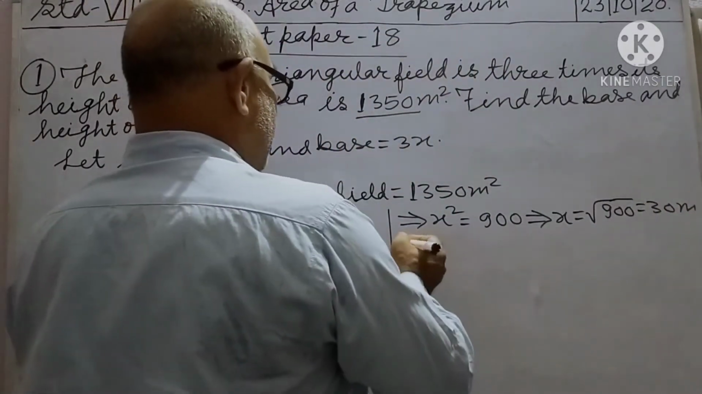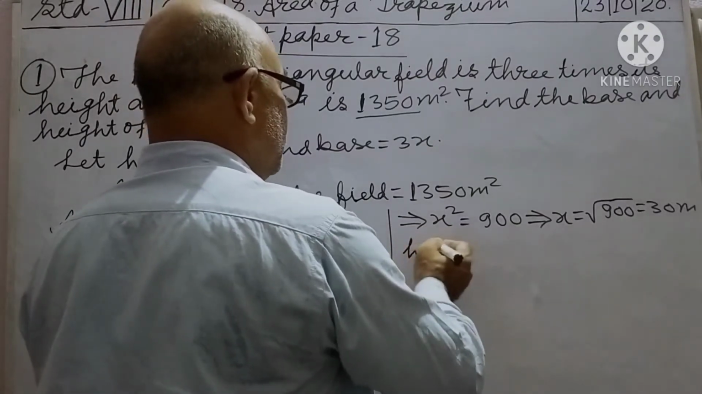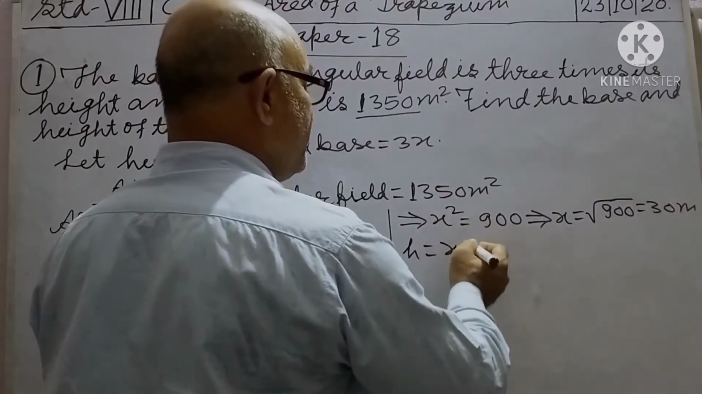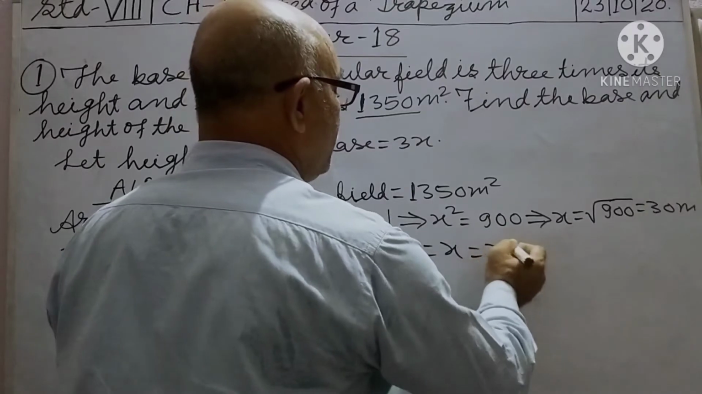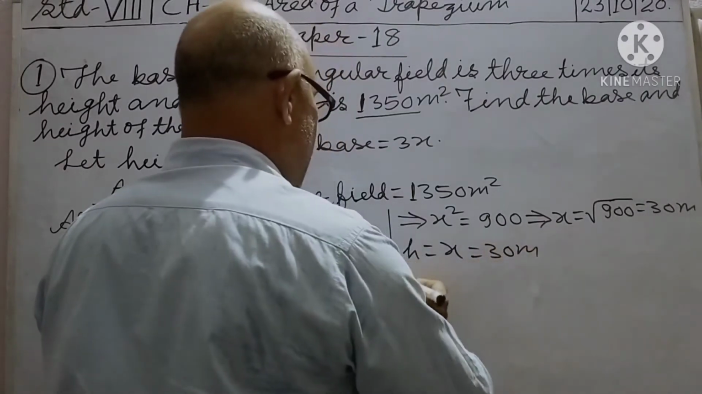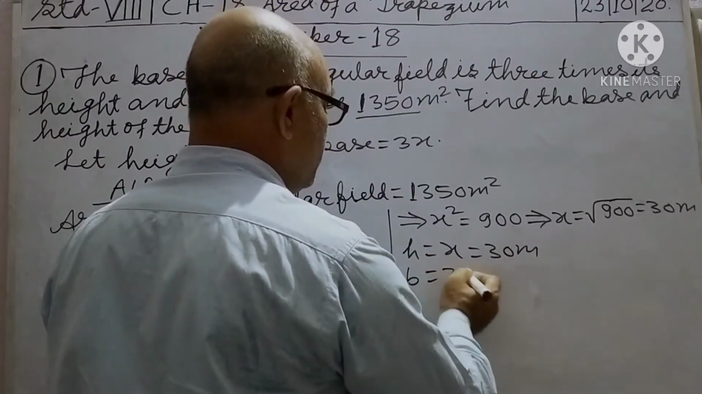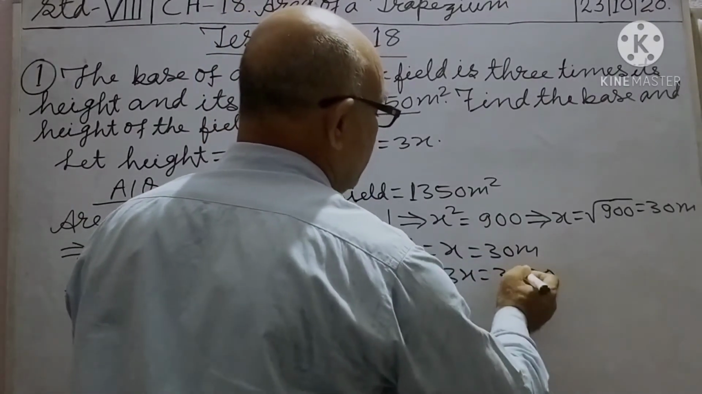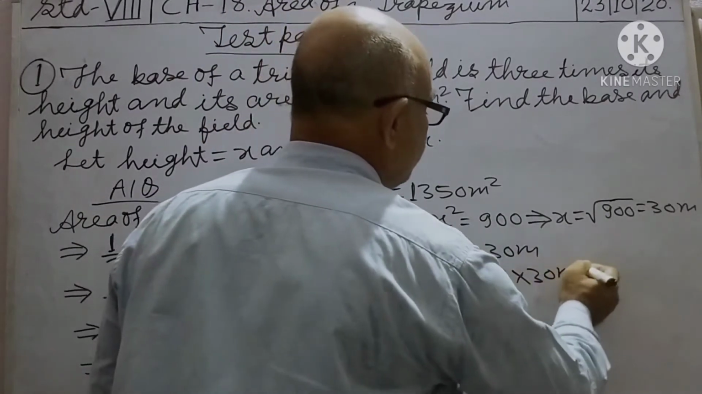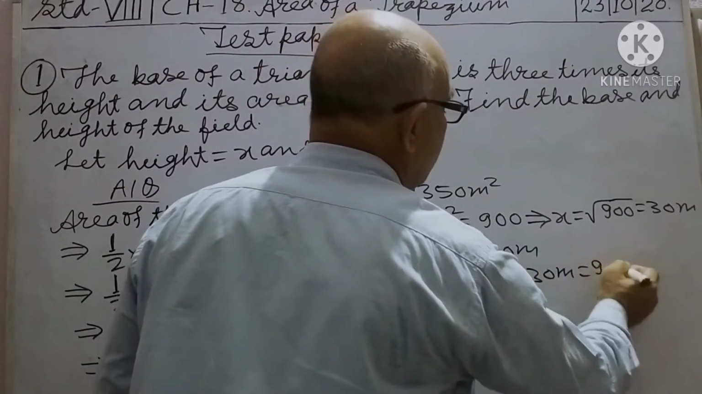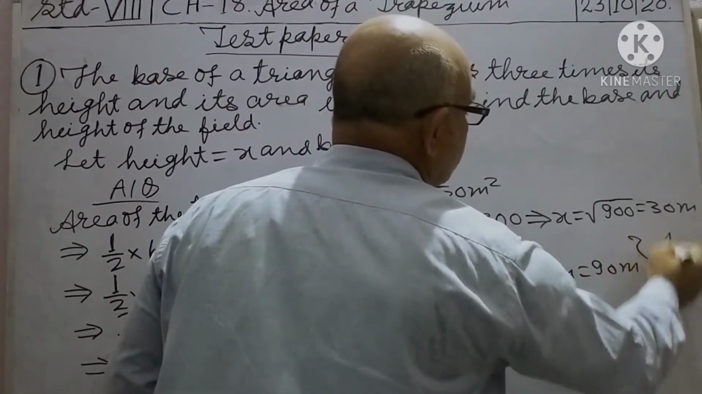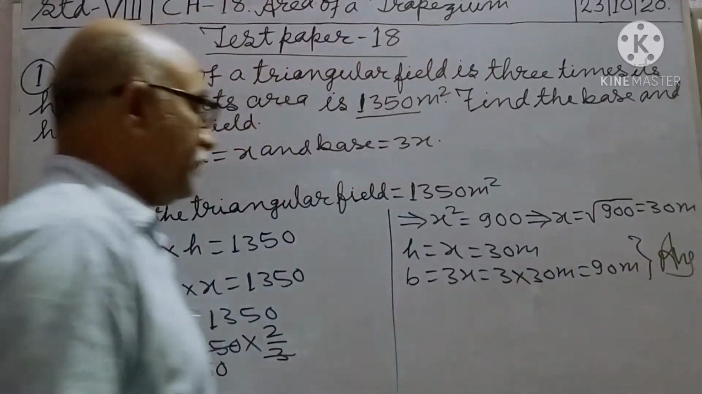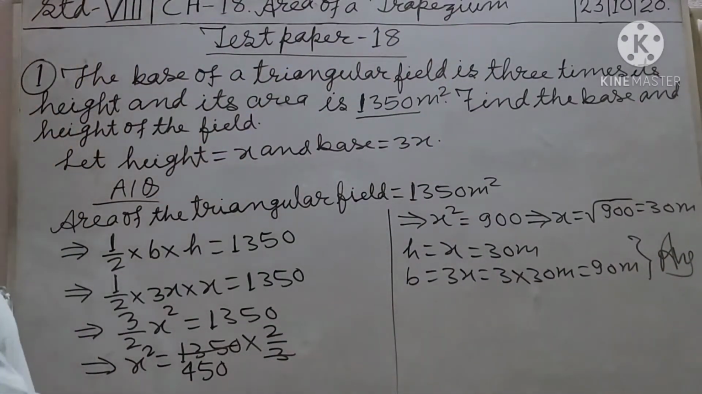So find h, x equal to 30 meter, and base equal to 3x equal to 3 into 30 meter equal to 90 meter. Answer of this question. Students, understand and write it.